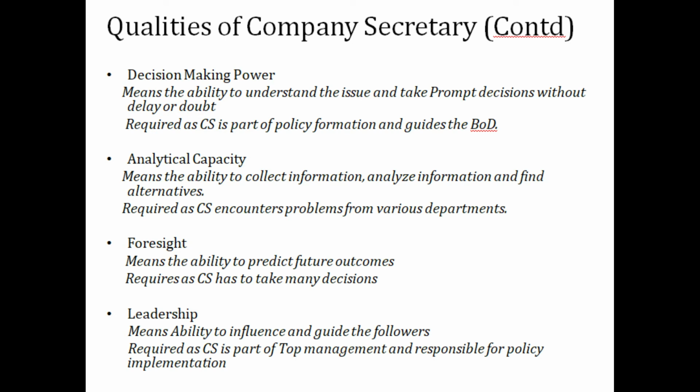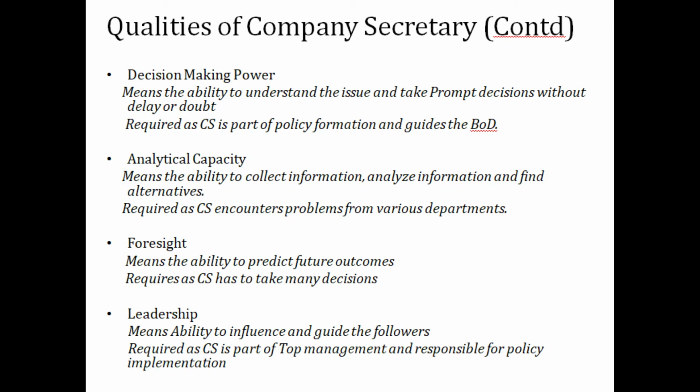Decision making. As CS has to perform his activities in various fields, he has to handle various employees and various departments. He also has to guide the board of directors. So it is very important that the secretary has a good decision making power so that he can take a prompt and effective decision.